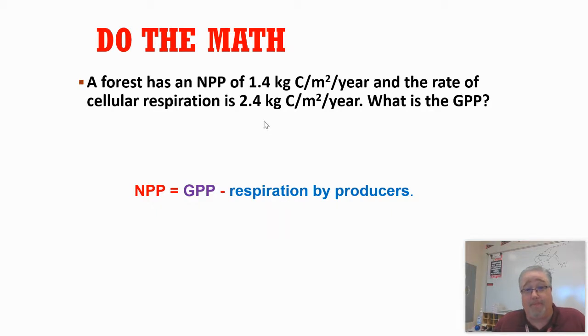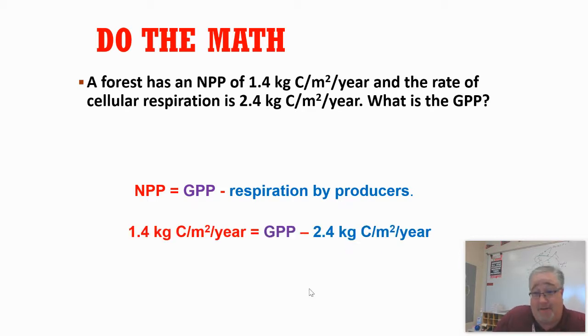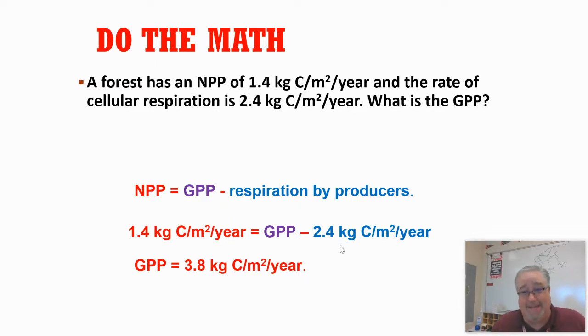The respiration they give to you. They want to know what the GPP is. So think about it as solving for X. It's just algebra. So let's plug numbers in. 1.4 is the NPP. GPP we don't know. 2.4 is the respiration. So you just solve for GPP. It's super easy to do. This is one of the easiest math problems that you'll ever do in your life. If you've taken Algebra 1, this is simple. You just have to know the equation.